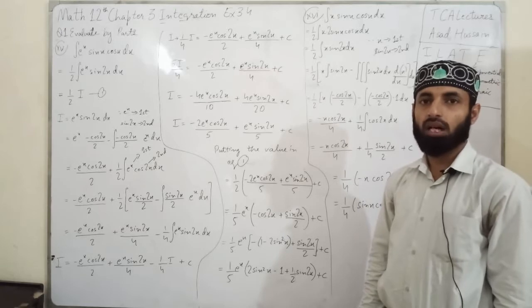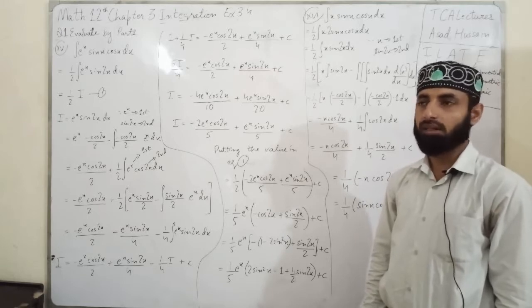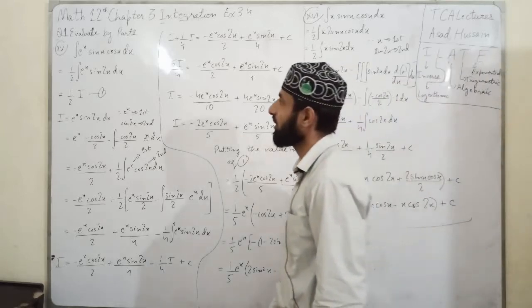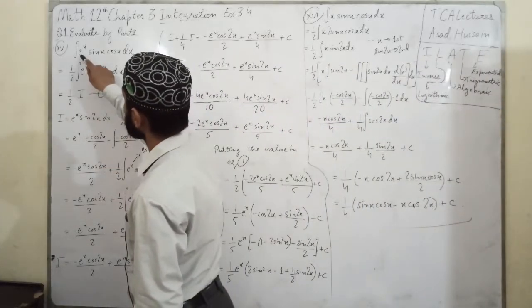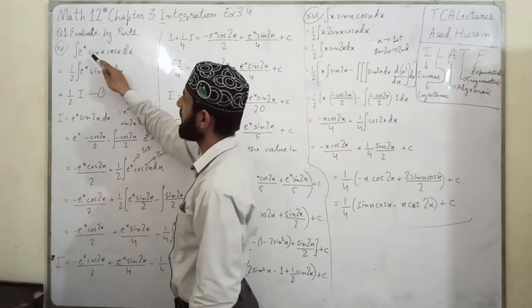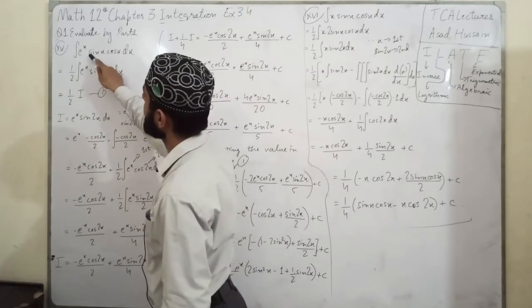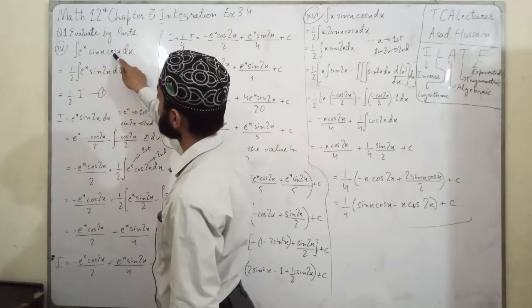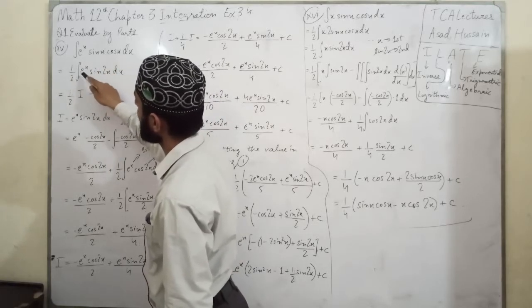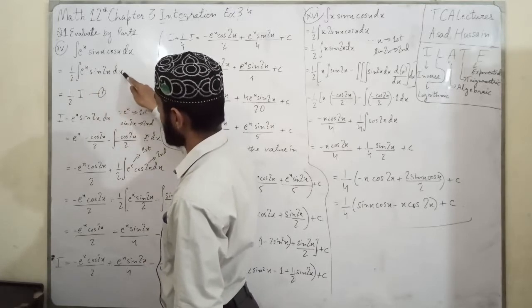In this video I will solve question number 1, parts 15 and 16. Moving on to part 15, which is the integral of e^x sin x cos x dx. Multiplying and dividing by 2, this becomes 2 sin x cos x, which is equal to sin 2x. So this question becomes 1/2 integral e^x sin 2x dx.